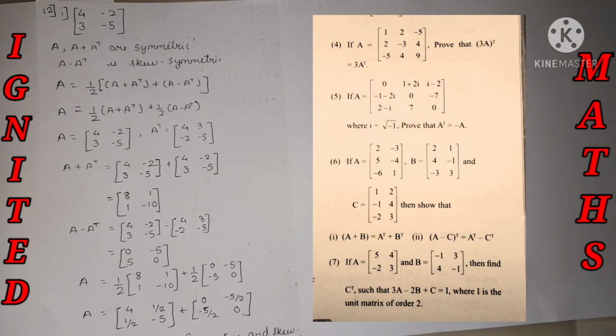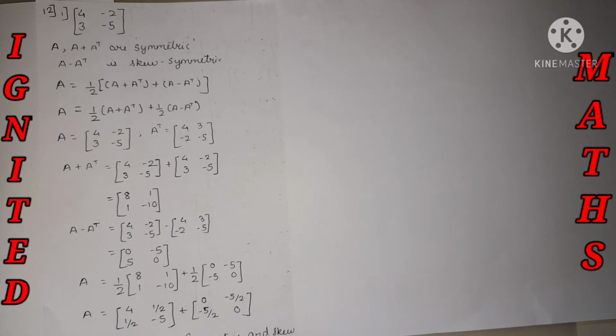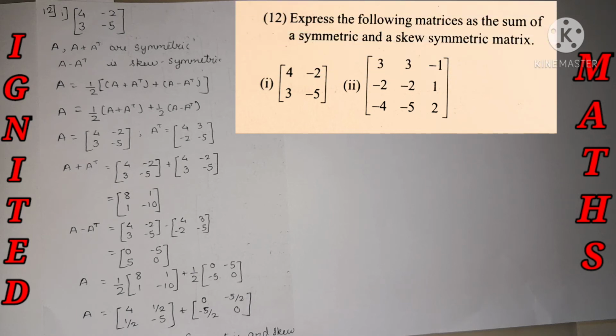In the sixth main question, they have given three types of matrices of order 3 cross 2. Each and every matrix is of order 3 cross 2, and they have given a certain condition to prove, so it's absolutely very easy. Now the seventh question is also very similar to the fifth and sixth. So directly I have taken the 12th sum, which is based on symmetric and skew symmetric matrices. Express the following matrices as the sum of a symmetric and a skew symmetric matrix.